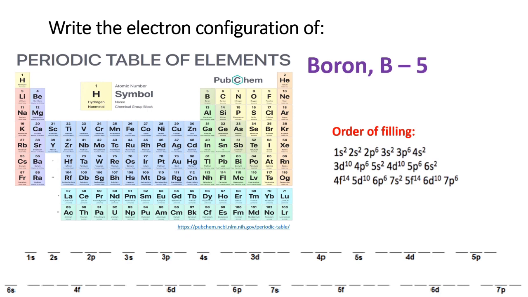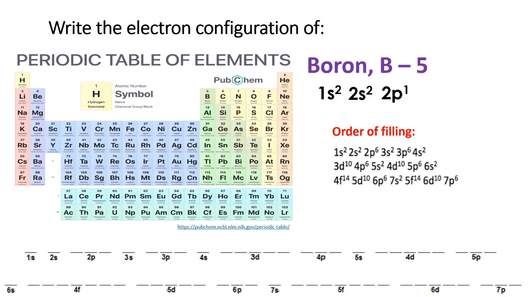Let's write the electron configuration of boron. In the periodic table of elements, boron has an atomic number of 5, meaning it has 5 electrons. So following the pattern, boron's electron configuration is 1s2, 2s2, 2p1. Since we started filling the lowest energy level, we satisfied the Aufbau principle. When you add the exponents 2, 2, 1, the sum is equal to the number of electrons of boron.